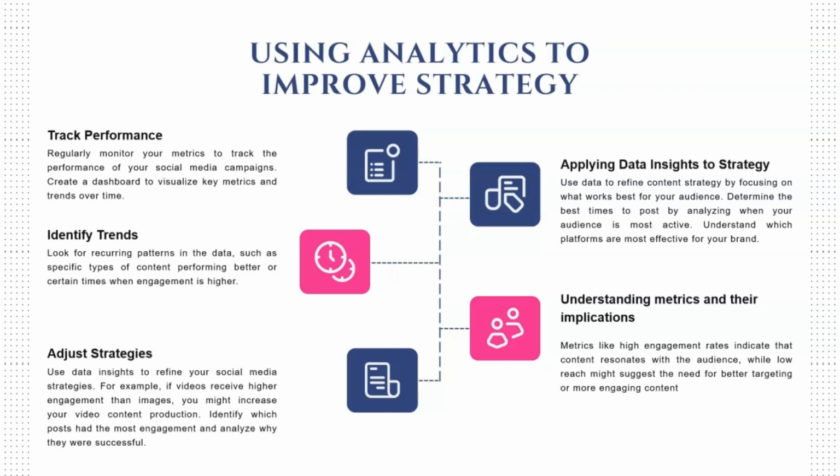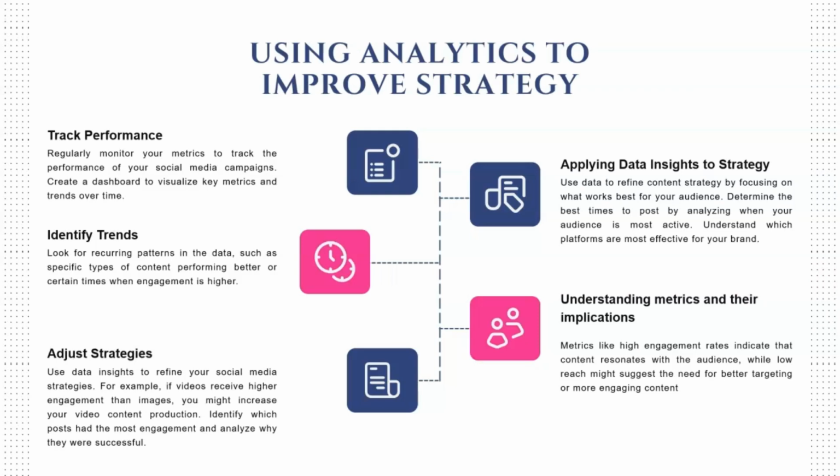You also want to identify the trends. You look for recurring patterns in the data, such as specific types of content performing better, or certain times when engagement is higher. So what kind of content did you post that you noticed performed better? Like, people are liking the content, people are sharing the content, people are saving the content. That shows that the content is relatable. And that particular content, what time did you post it? Did you notice that anytime you post content by 9, you get more engagement than when you post content by maybe 2 p.m.? Maybe 9 a.m. is your best posting time. So you have to identify the trends and see what works for your brand.